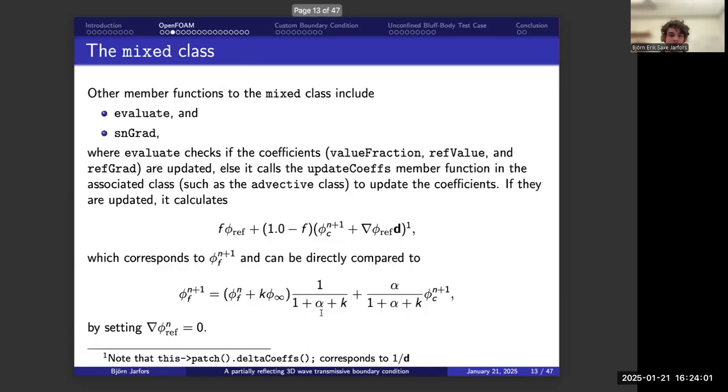And if we go back here, we can see that if we take the value fraction and the reference value multiplied by each other, we will obtain exactly this first term here. And the latter term you can derive from this 1 minus f multiplied by the patch internal field's contribution, which is where they get the center value from.